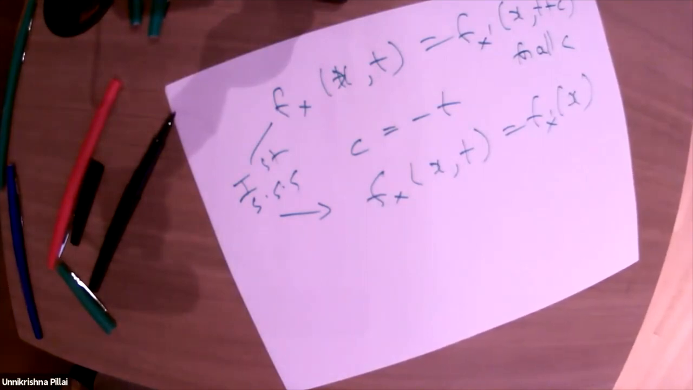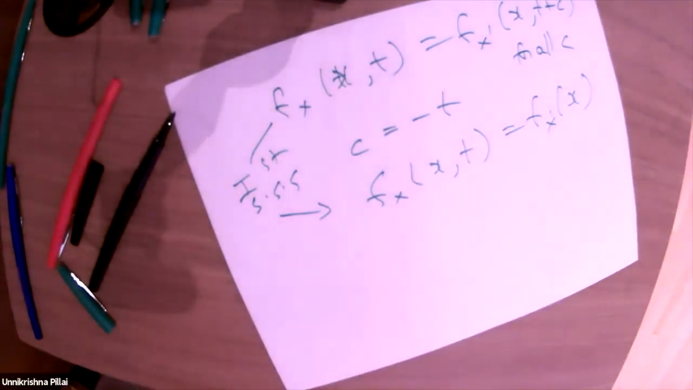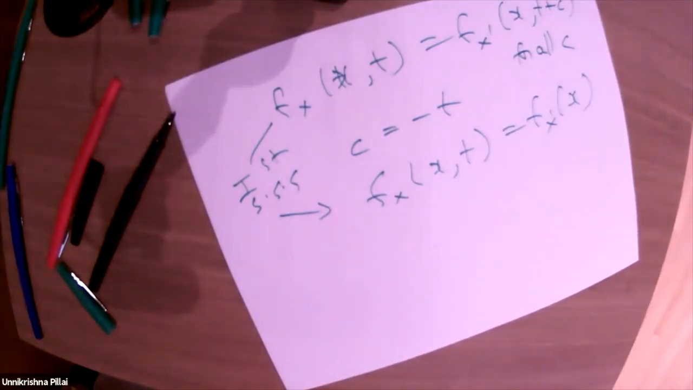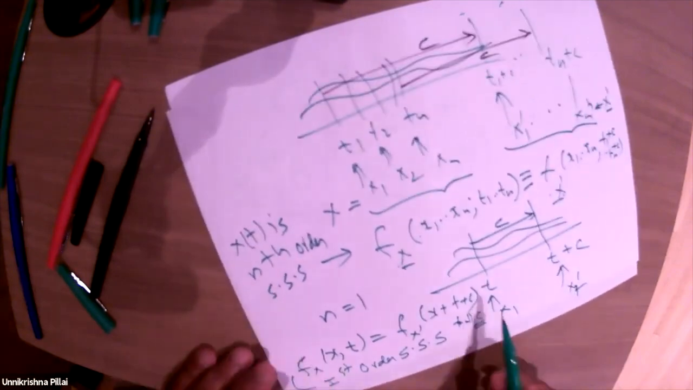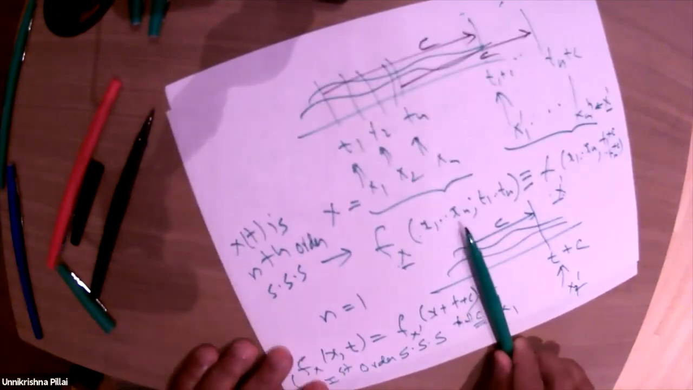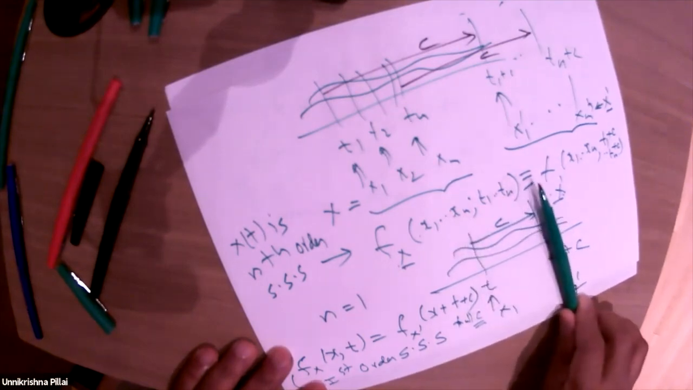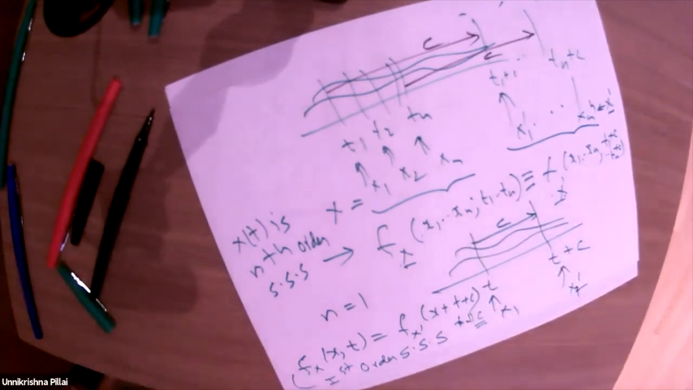So what is the conclusion here? If a process is strict sense stationary, what happens to its first order density function? What do you see on the right side? It doesn't depend on time, exactly, right? So it makes sense. What it says is, if the density function is invariant here and here, naturally it cannot depend on c. You see, it makes sense, right?